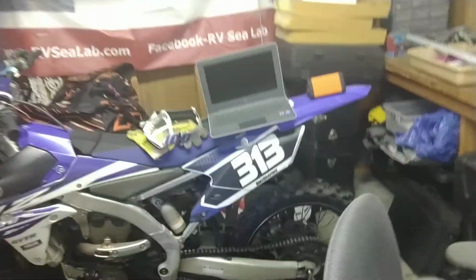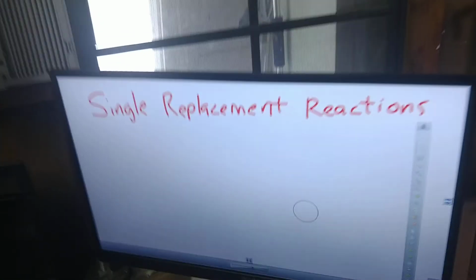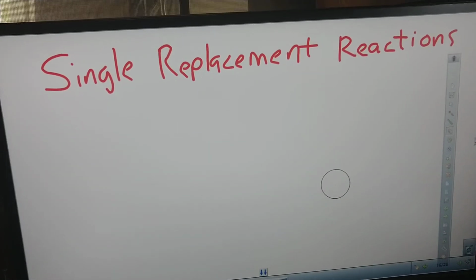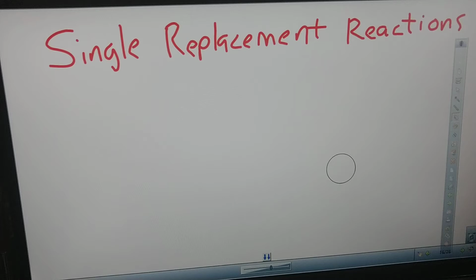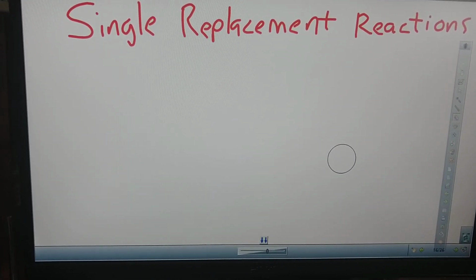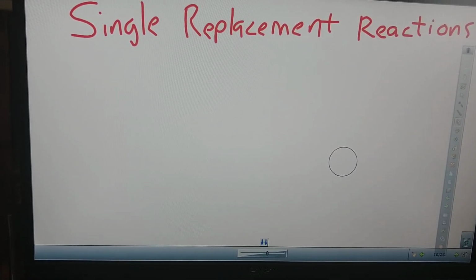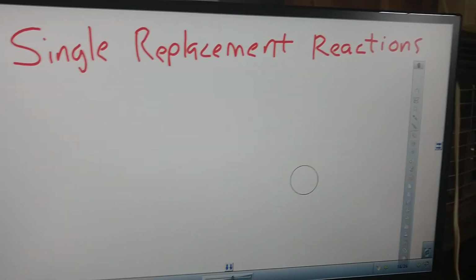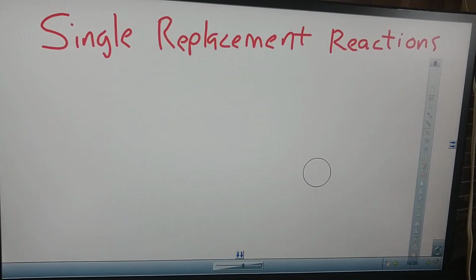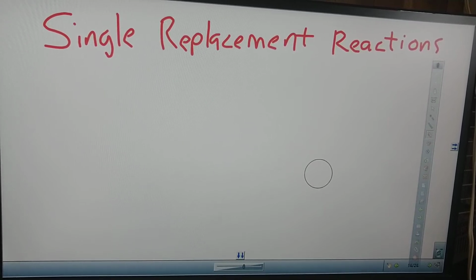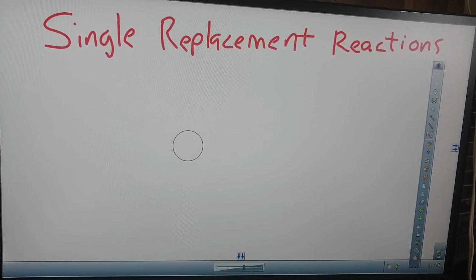All right. What are we going to work with today? We are going to work with single replacement reactions. That's right. You've been working on double replacement reactions, but today we're going to back it up and do single replacement reactions, which aren't any easier and aren't any harder. I don't know, maybe they're a little bit easier. Let me adjust the camera here and get comfortable. Okay, single replacement reactions. Here we go.